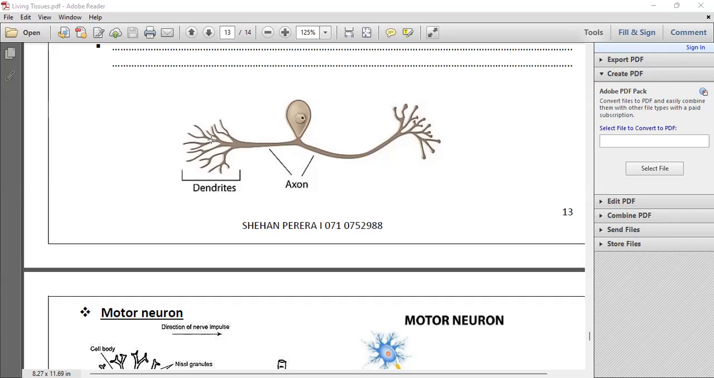Dendrites of a sensory nerve are connected to sensory organs.